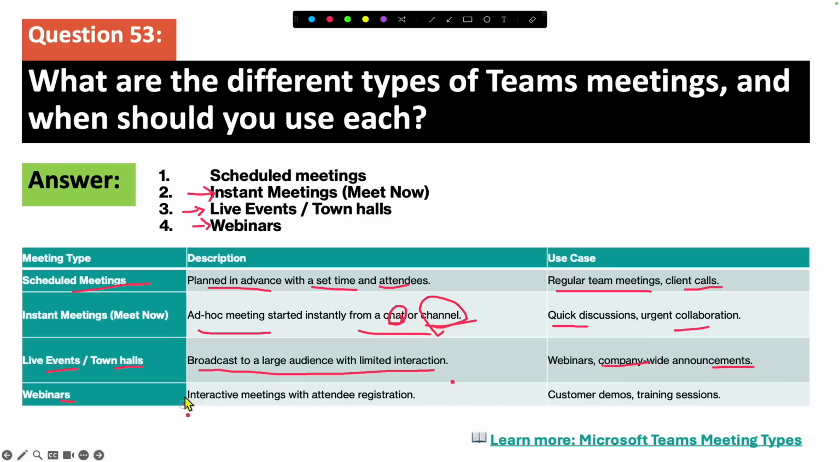Then we have webinars. These are interactive meetings with attendee registration. So you can collect information from the user, the email address, and a few other things, which can be used for any sort of demonstration, pre-sales calls, or training conversation, things like that.